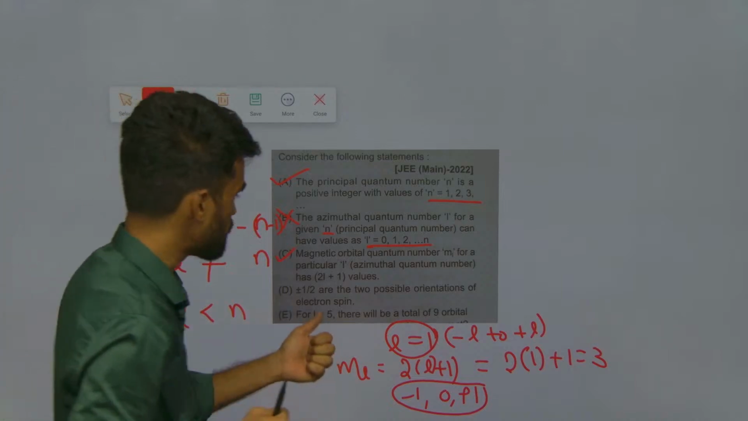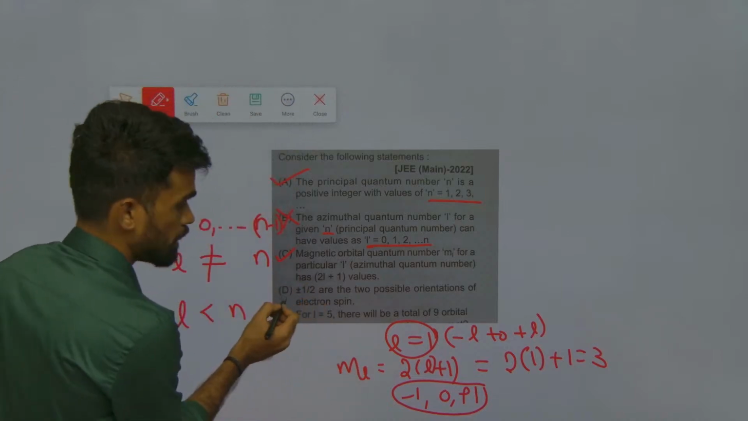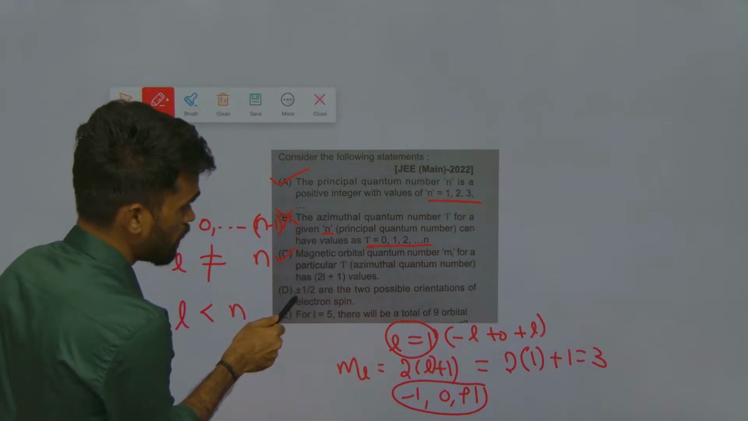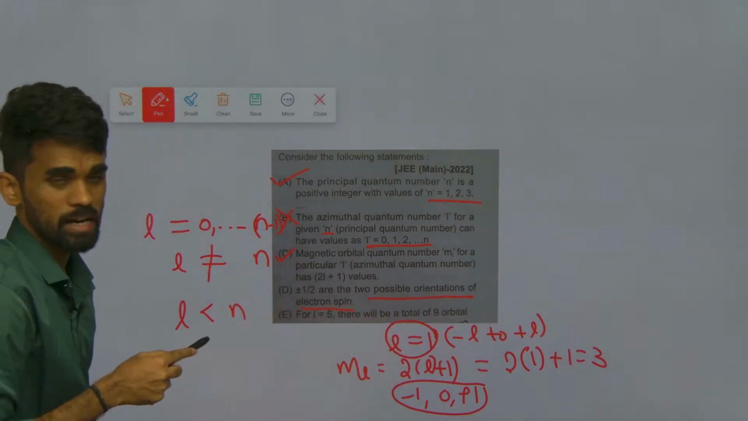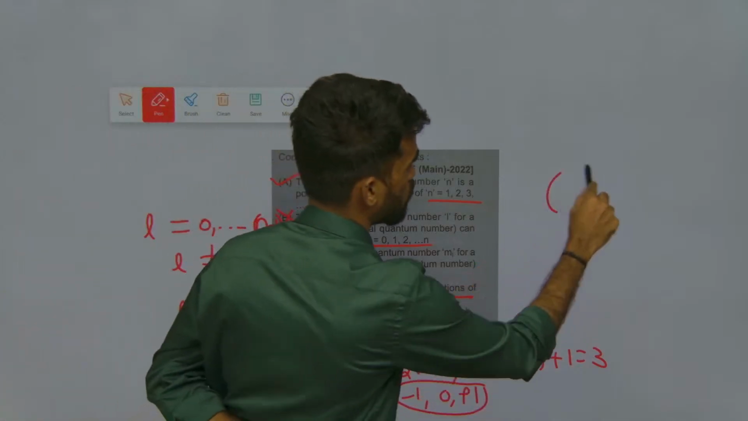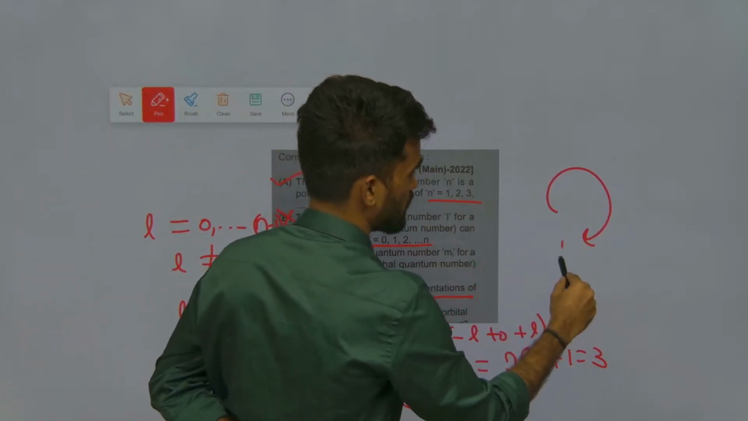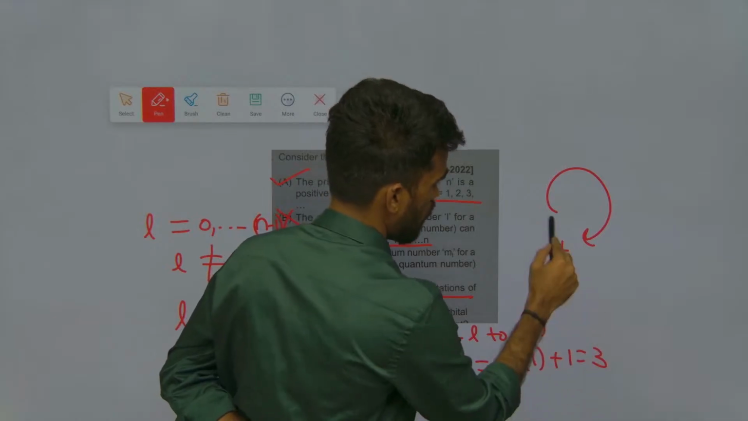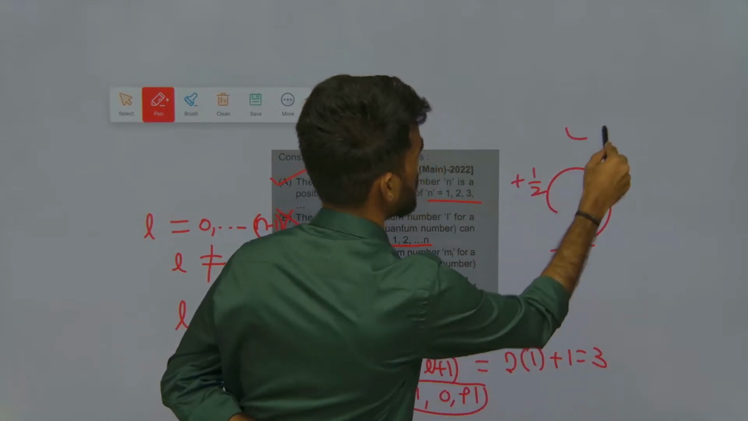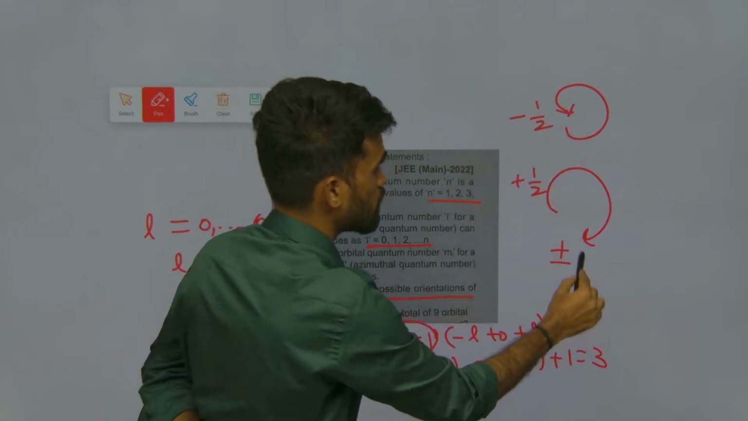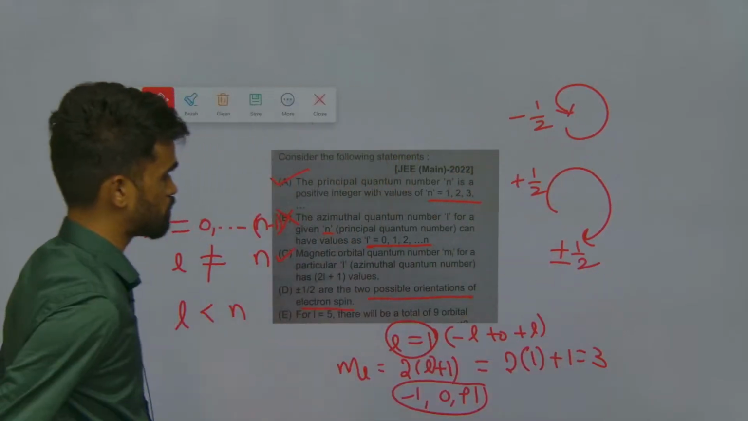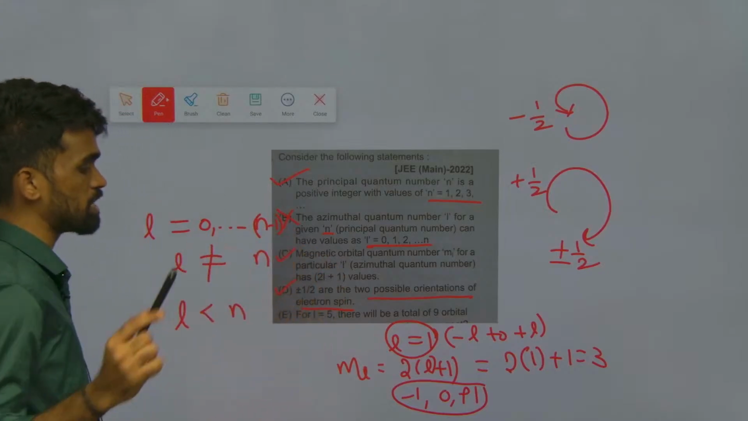Tell me, what about the next statement? Option D: plus and minus half are the two possible orientations of electron spin. If you indicate clockwise direction with plus half, then for anti-clockwise direction you indicate minus half, or vice versa. Therefore these are the only two possible spins. So D is also correct.